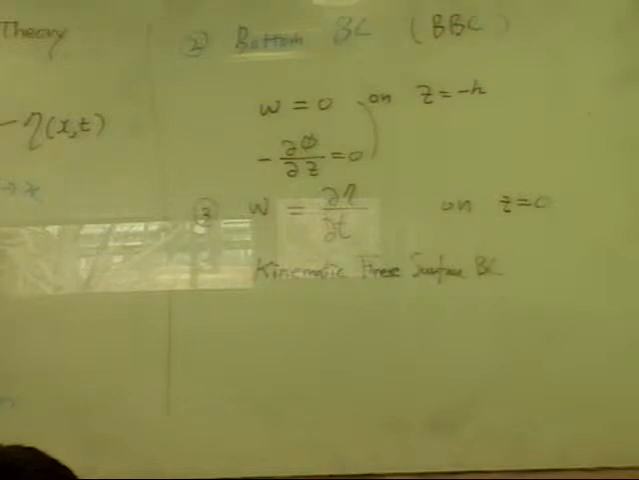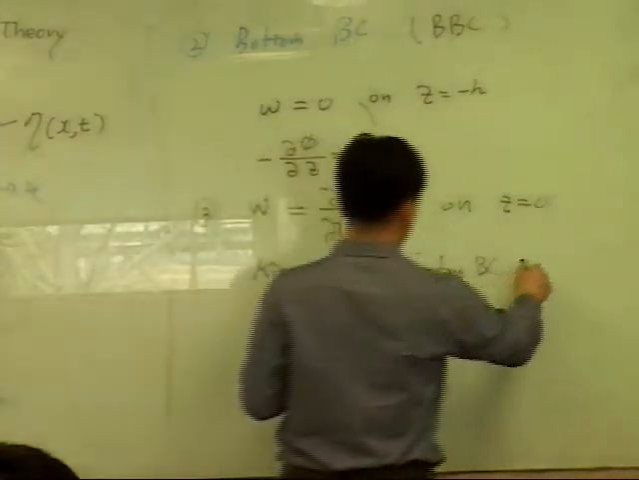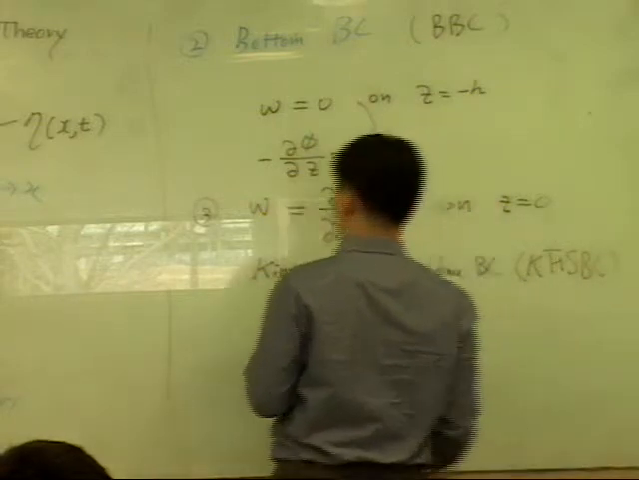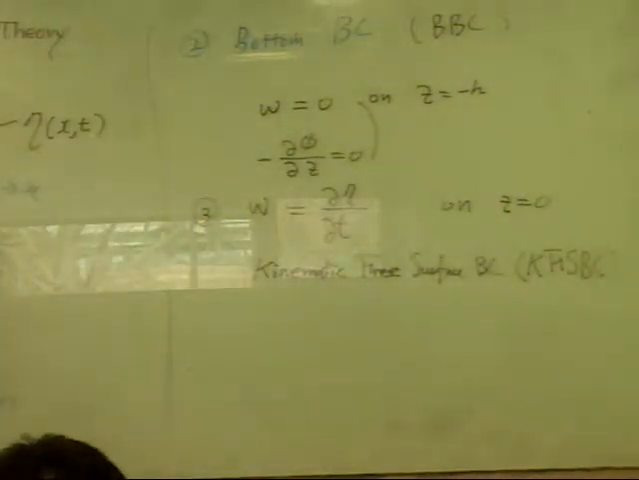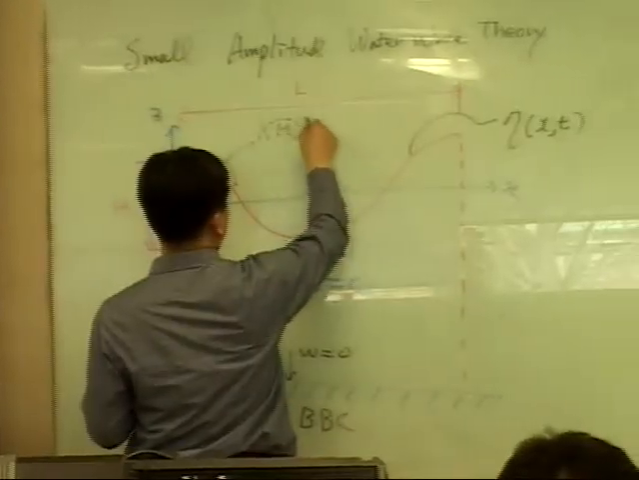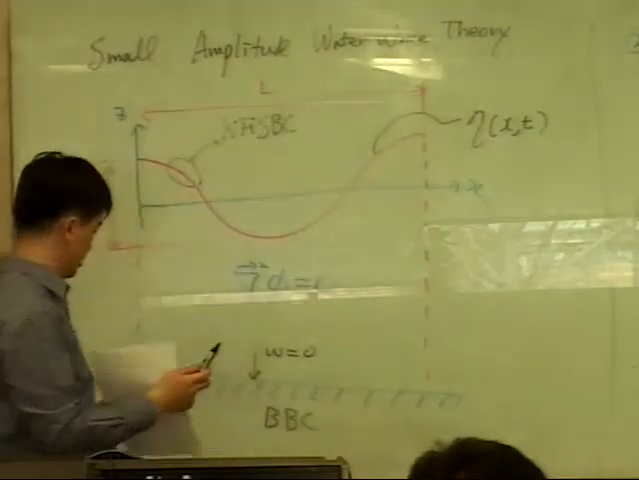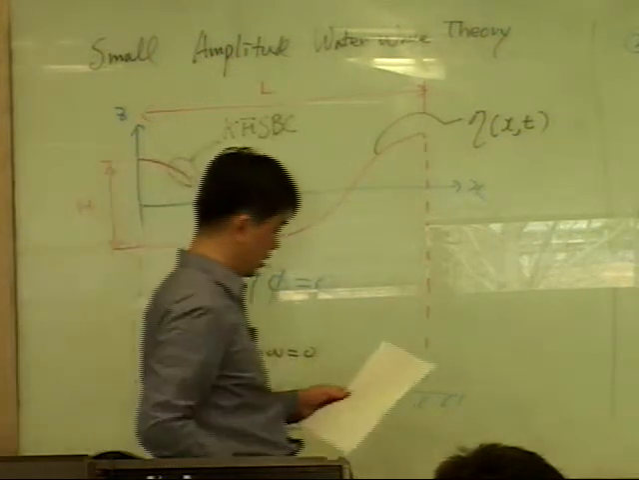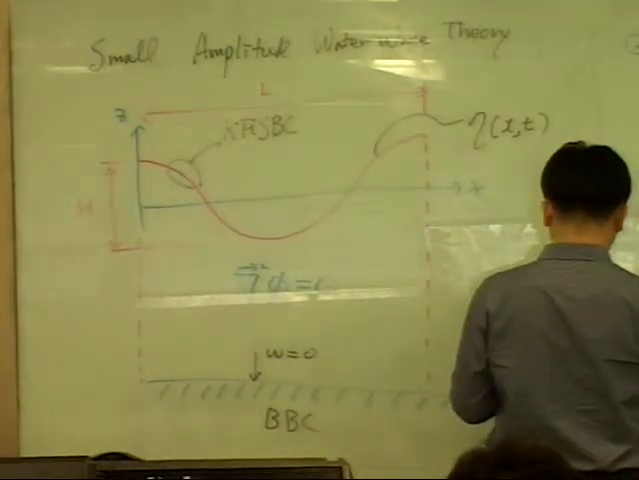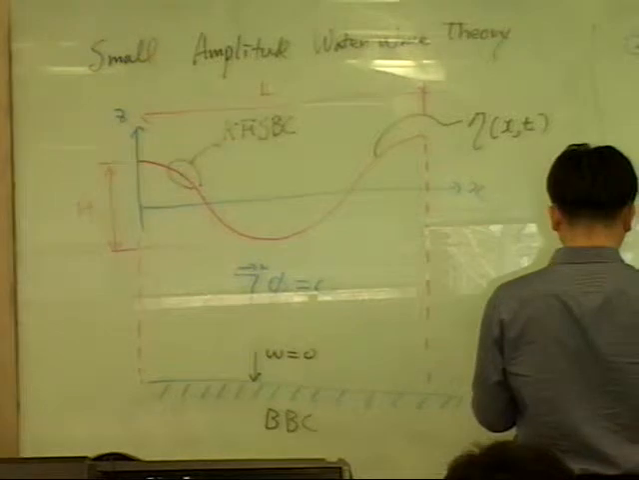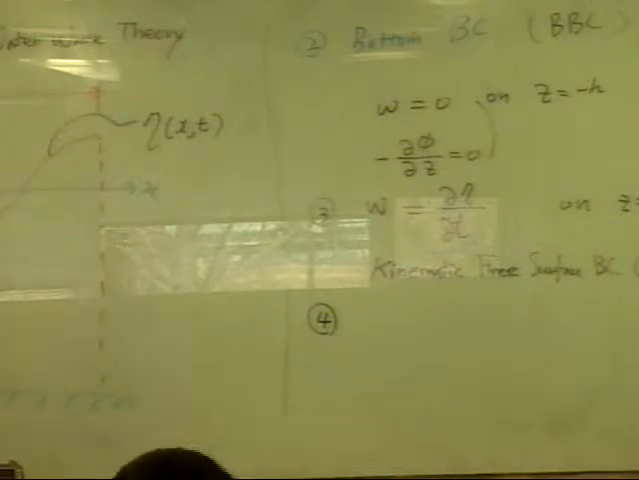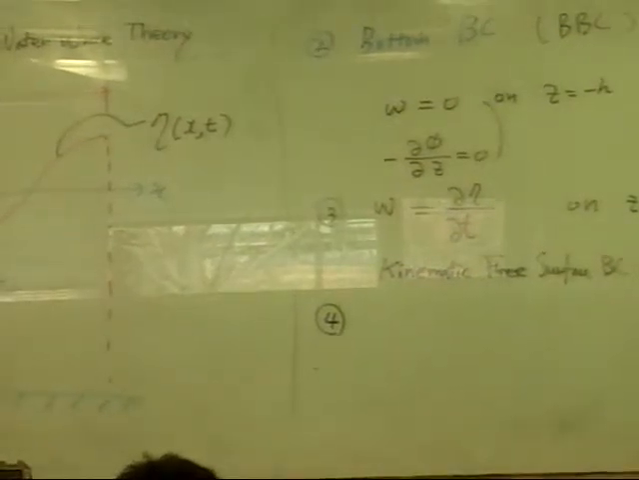So here we need to have a boundary condition, the KFSBC, wrong name, KFSBC. That's the second boundary condition, and fourth, at the free surface, the Bernoulli equation should be satisfied.